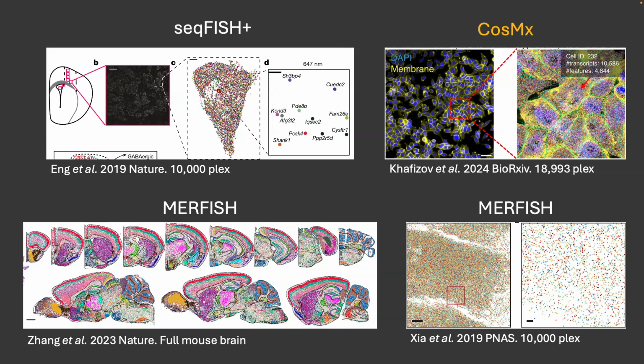MERFISH is maybe the most established method in this field and also the most famous, I think. This is, I think, the same slide as Ahmed showed, where they made a whole atlas of the mouse brain, showing that it's a really robust and powerful method. They also have a paper where they reached 10,000 genes. A few weeks ago, the people from NanoString, now Bruker, had a very nice bioRxiv preprint where they showed that they could do the whole human protein-coding transcriptome of almost 19,000 genes, which is a very impressive feat.